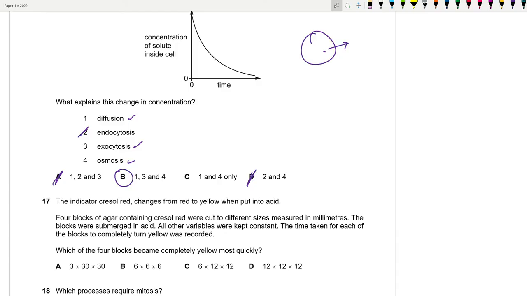Okay, so this depends on diffusion, and diffusion depends on the surface area to volume ratio. Okay, so let's check.